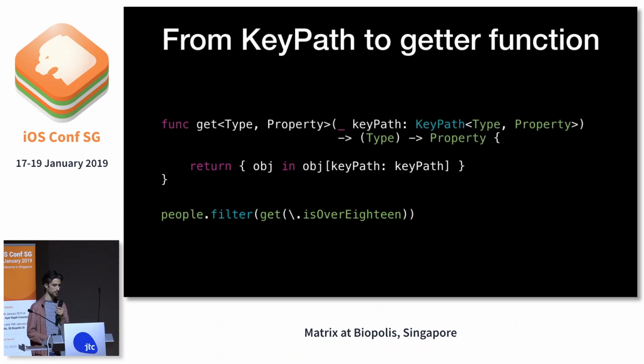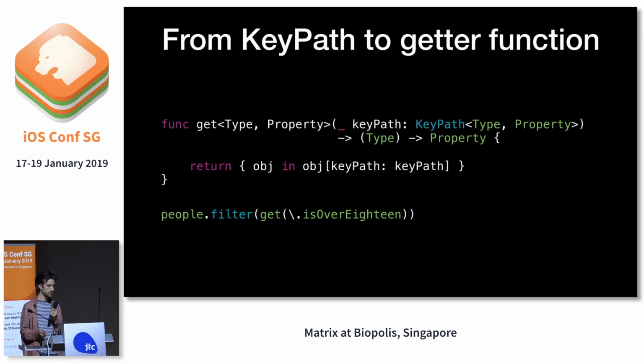And with this, we are now able to use the standard functions in the standard library. You can see that they are colored in blue, so they are not user-defined functions. They are the standard functions that the SDK provides you with. And you can now use get and a KeyPath to work with those functions. So you can do people filter get is over 18, and you will filter out all of the people that are not over 18 in your array of person.